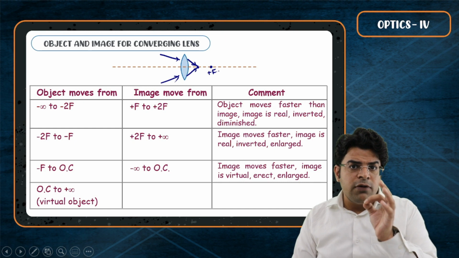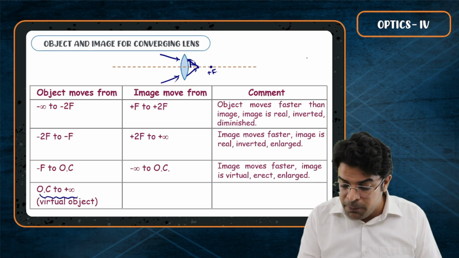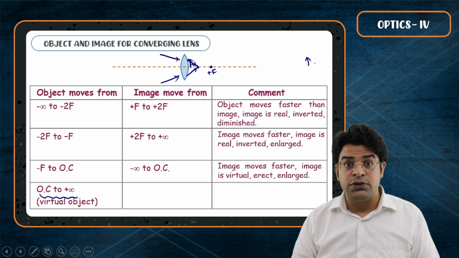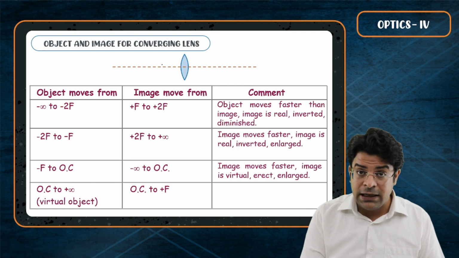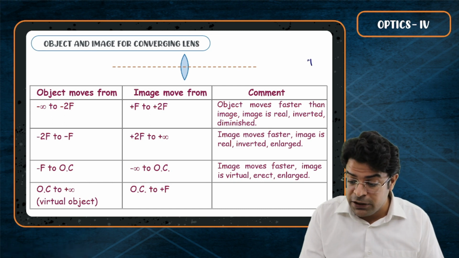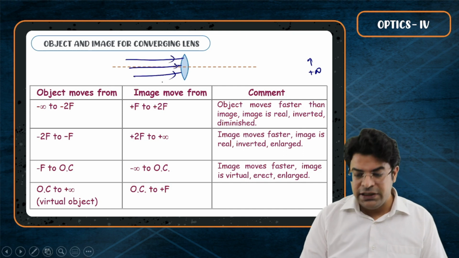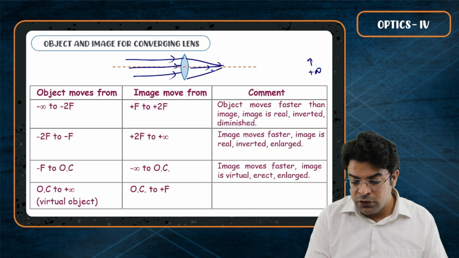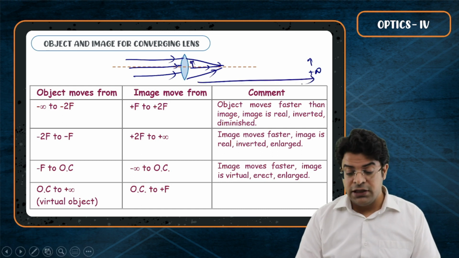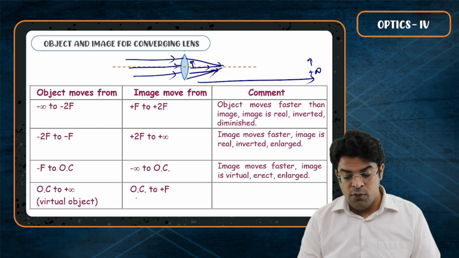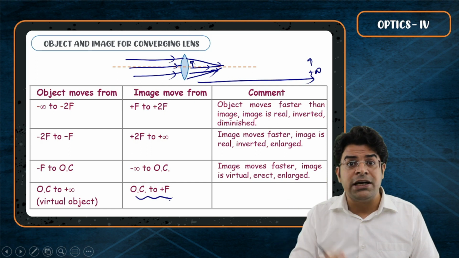So for all the virtual objects, for the objects placed between optical center and plus infinity, the image is formed between optical center and plus f. For the virtual object placed at plus infinity, what is the meaning of it? It means that you are hitting parallel rays. So these rays will meet at focus. So as the virtual object moves from optical center to plus infinity, the image moves from optical center to focus. Now in this case, who moves faster? Definitely the virtual object moves faster.